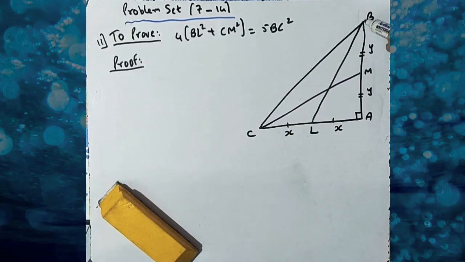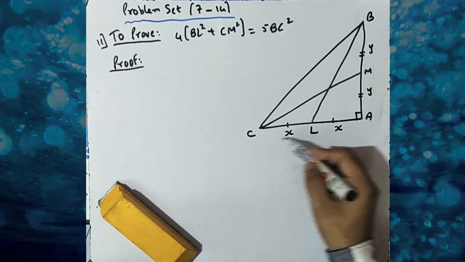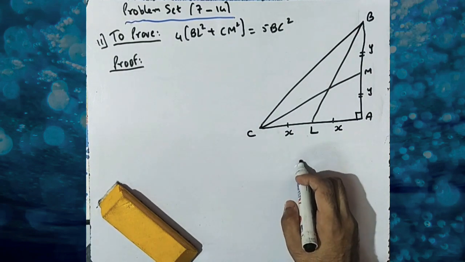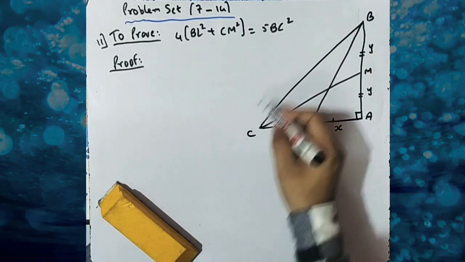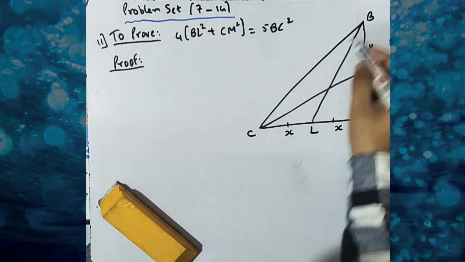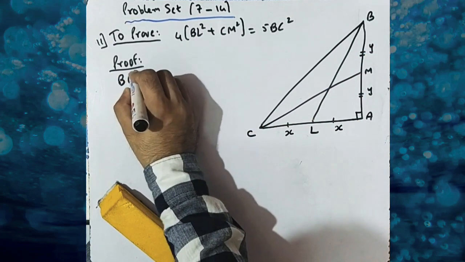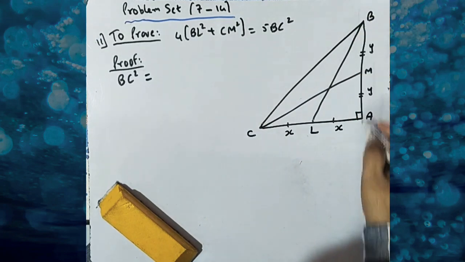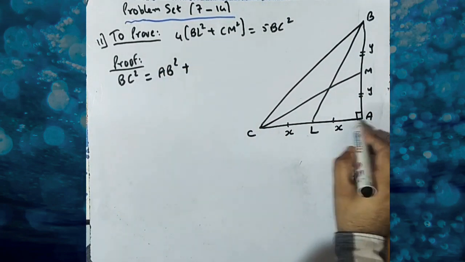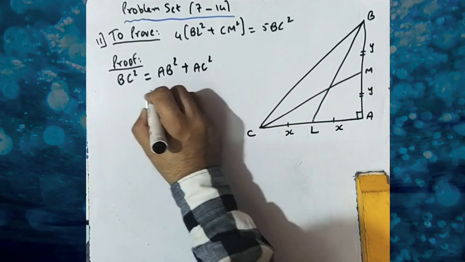There is one right angle triangle BAL, and there is one more right angle triangle MAC. Let us apply Pythagoras theorem in all three. In right angle triangle BAC, by Pythagoras theorem we have BC square is equal to AB square plus AC square.